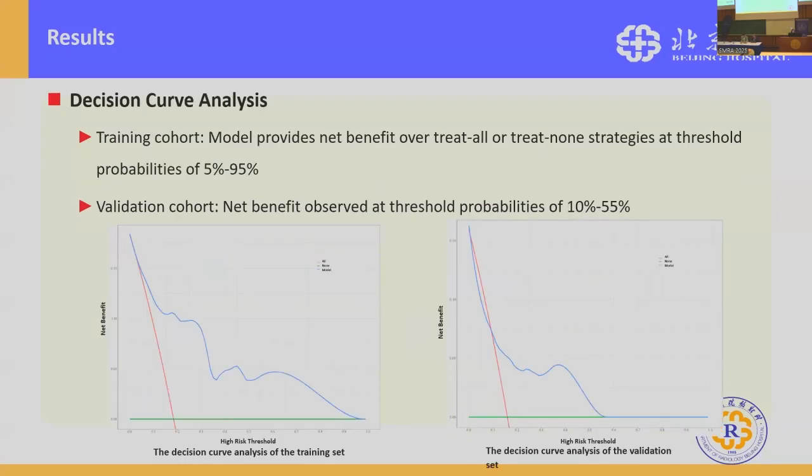At the threshold probability of approximately 5 to 95%, the model provides more net benefit in the training set than strategies of treating all or none. At the threshold probability of 10 to 55%, the model offers greater net benefit in the validation set than these alternative strategies.